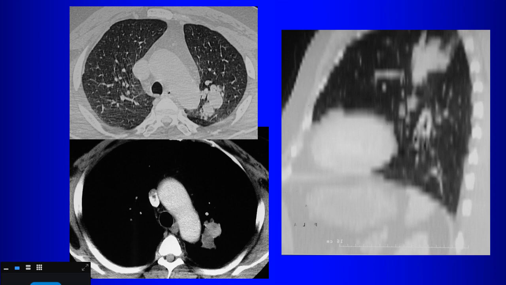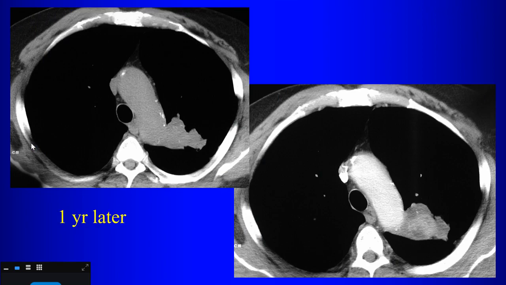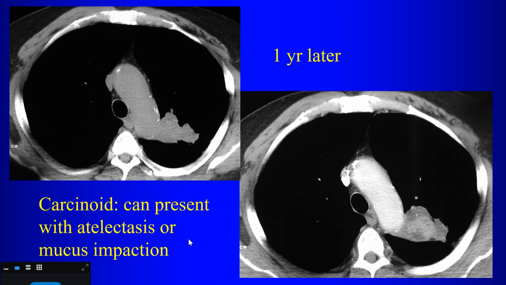What if it was hyperdense like that on non-contrast CT? That's not enhancement. What would it be? Well, what gives you high attenuation? Calcium. ABPA can also, the fungus can have metallic ions in it that give high attenuation. That can also give you high attenuation mucoid impaction. Then a year later, this thing got even larger. All right, so that was a carcinoid tumor.